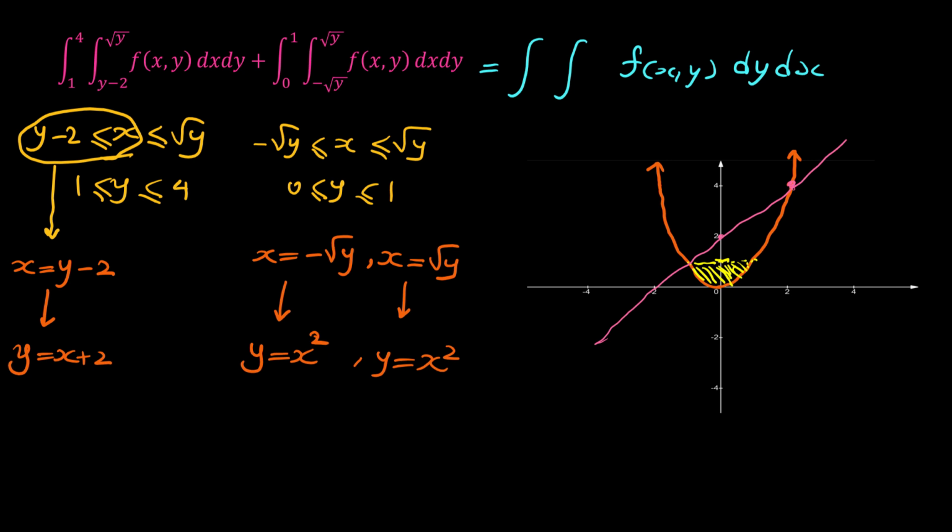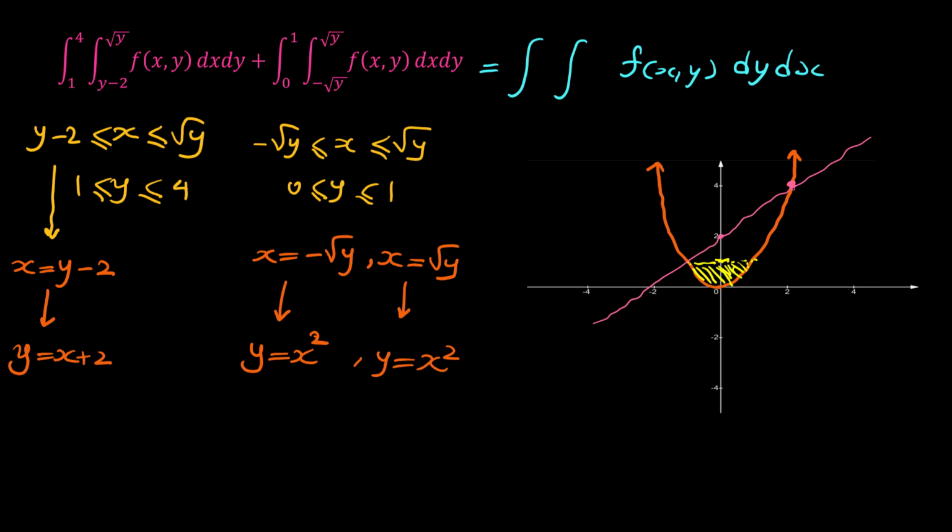Attention, it also passes through negative 2, 0, because if from this point we move 2 units to the left, we go down 2 units. So the graph of the line is something like this. What about the other side?